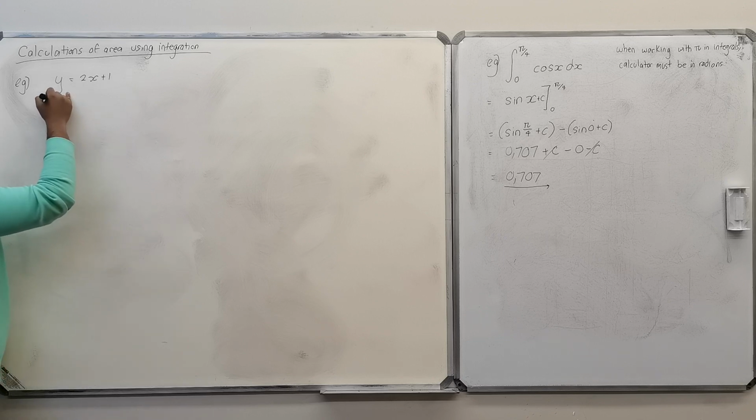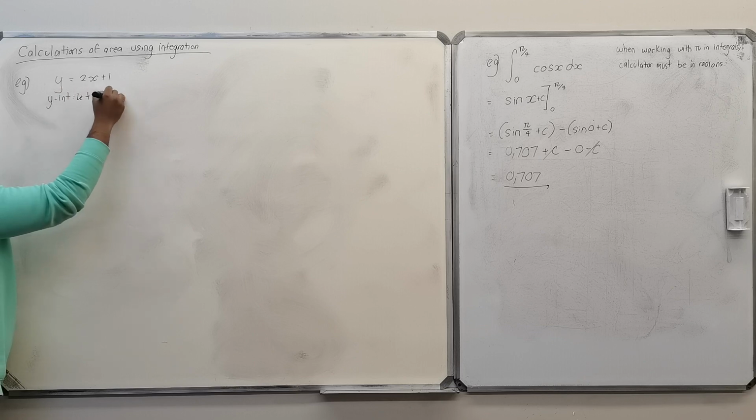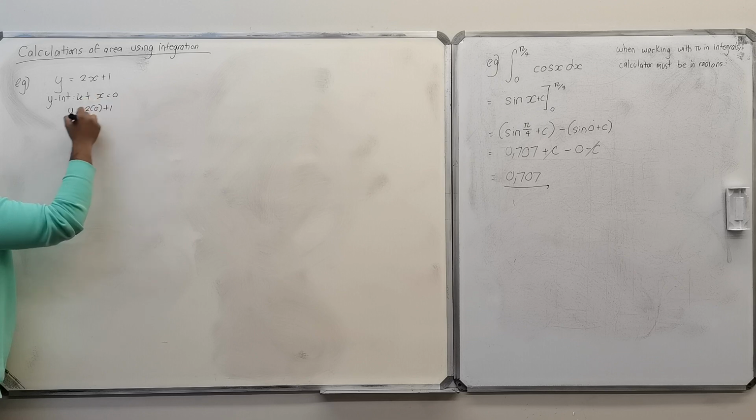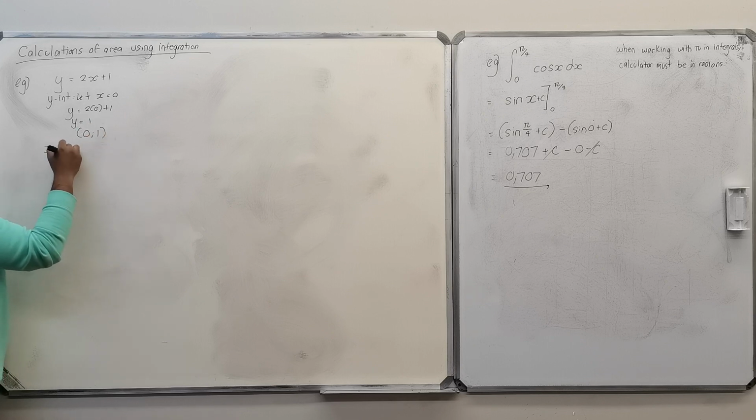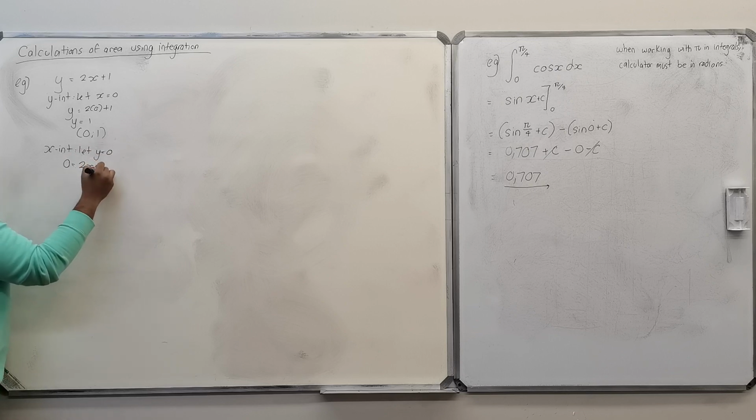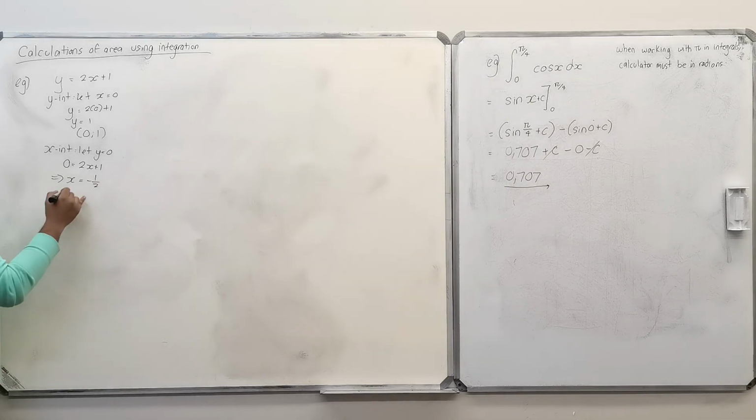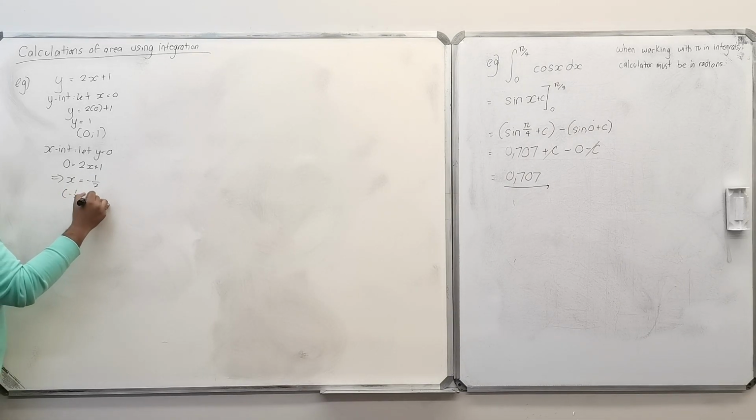So for your y-intercept, you let x equal 0, so you'll say y equals 2 times 0 plus 1, y equals 1. So its coordinate is 0 and 1. Your x-intercept, you let y equal 0, so you end up with 0 equals 2x plus 1. x is equal to minus half, right? So you have minus half and 0.